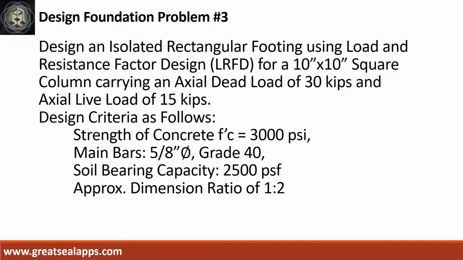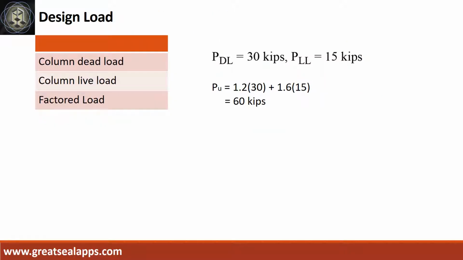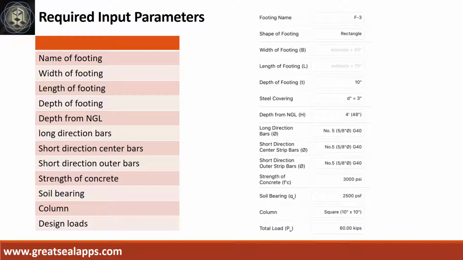Design criteria as follows: strength of concrete 3000 psi, main bars 5/8-inch diameter grade 40, soil bearing capacity 2500 psf, approximate dimension ratio of 1:2. The footing carries an actual dead load of 30 kips and actual live load of 15 kips for a factored load of 60 kips. Enumerate input parameters required.